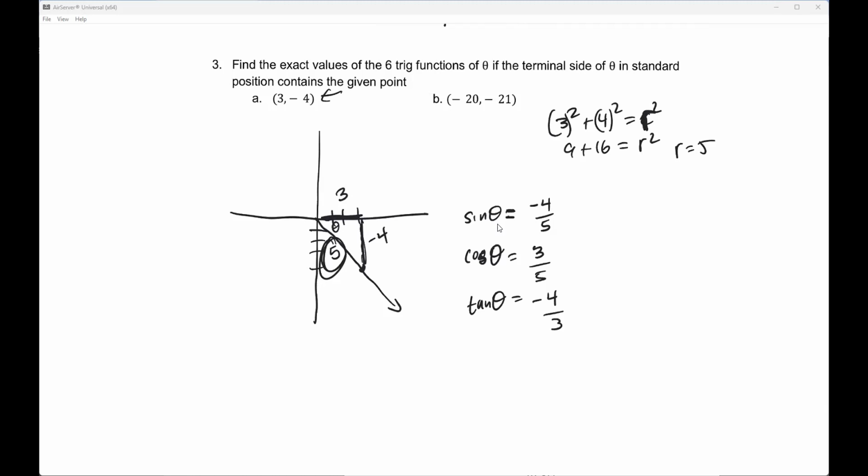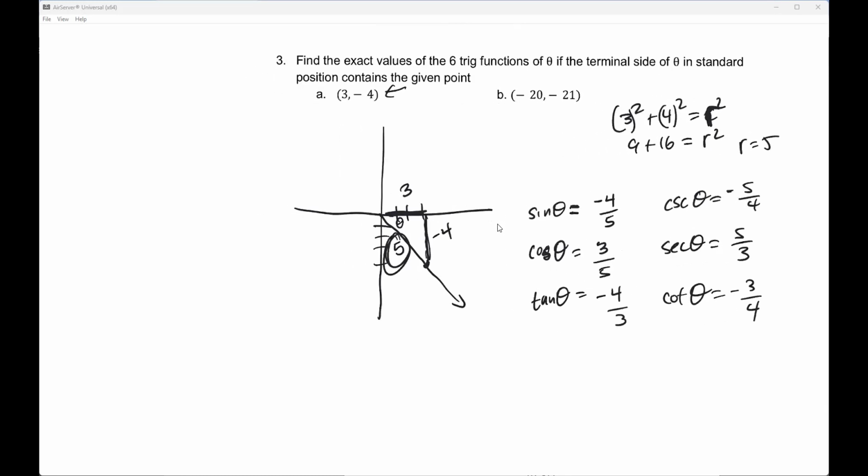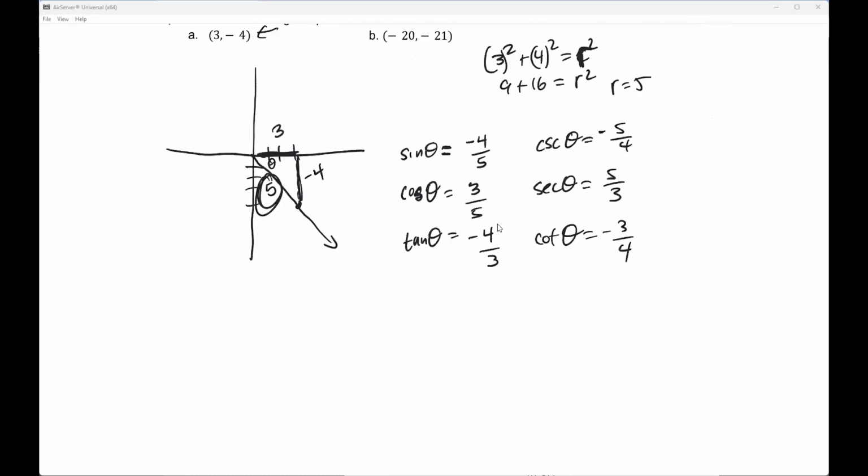So now it's pretty easy, right? Because once you get the sine of theta, you just have to flip the numbers over. So cosecant is -5 over 4, right? Secant theta is 5 over 3. And then cotangent of theta is equal to -3 over 4. Any questions on that? So hopefully you're able to do letter B. Letter B isn't too bad, right? You guys need to go over this one, or are you good?